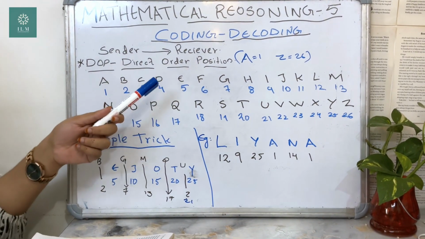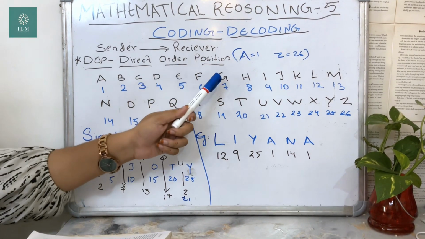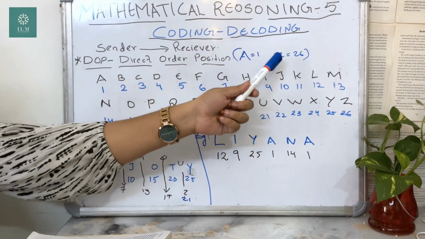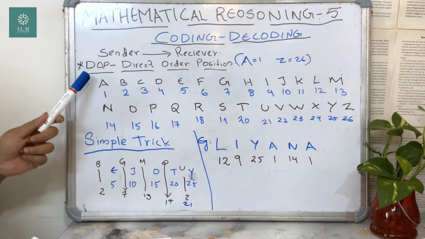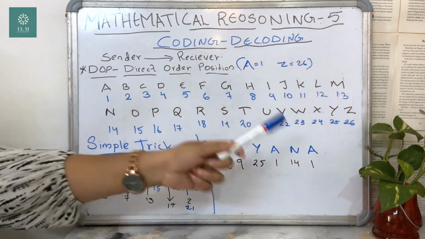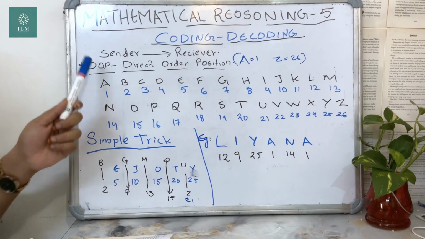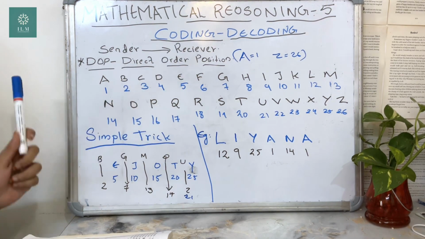So, in coding and decoding, the first topic is DOP, that is direct order position. That means directly numbering the alphabet. A is equal to 1 and Z is equal to 26. So here A to Z is written and the corresponding number is given from 1 to 26. It is very simple: you can write from A to Z and then directly number it. That is direct order position or DOP.